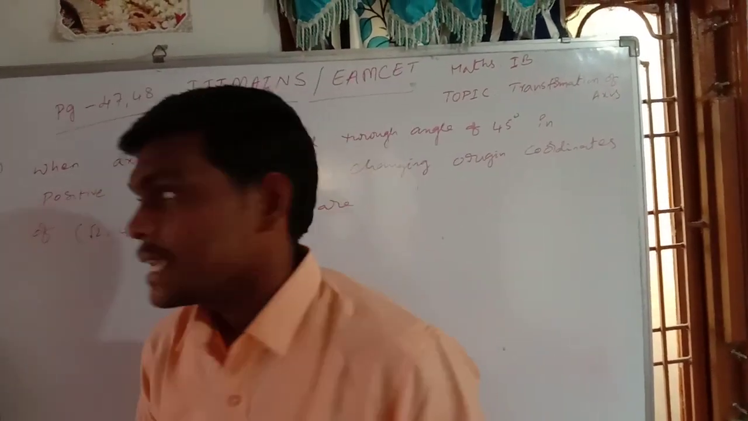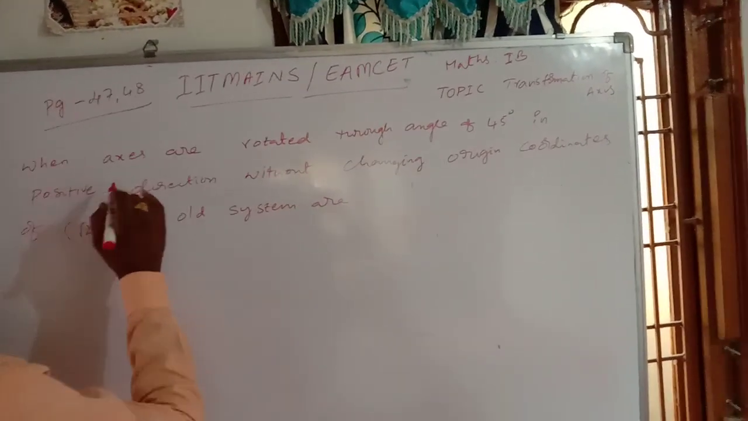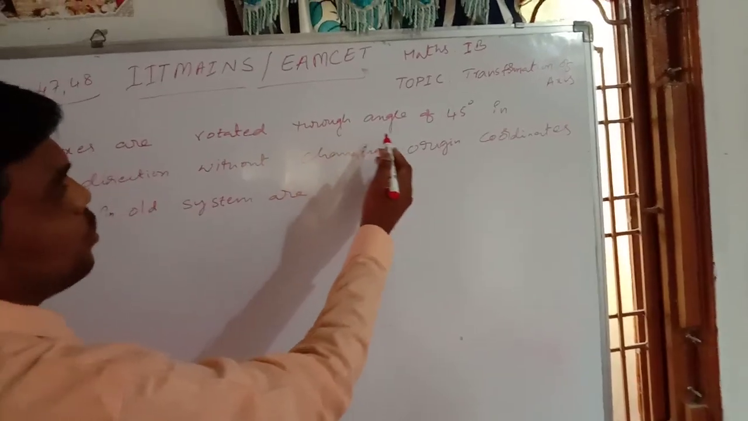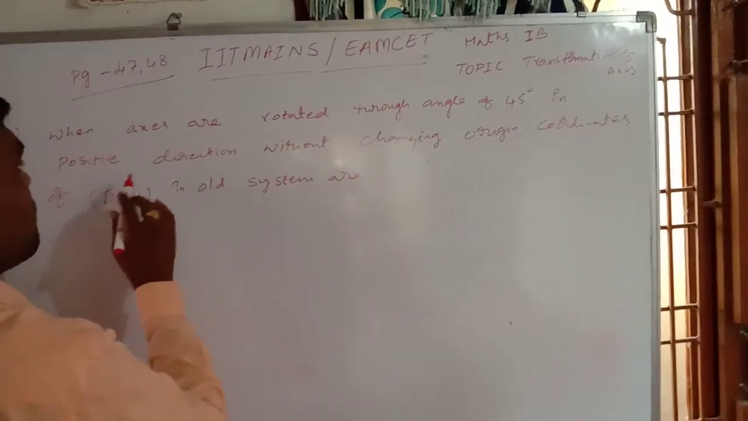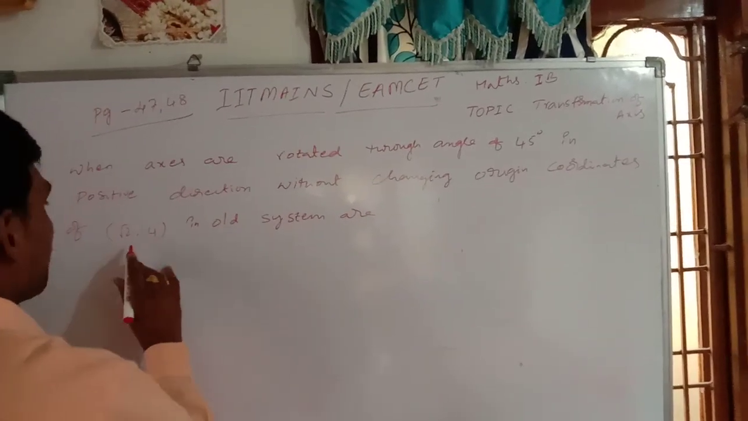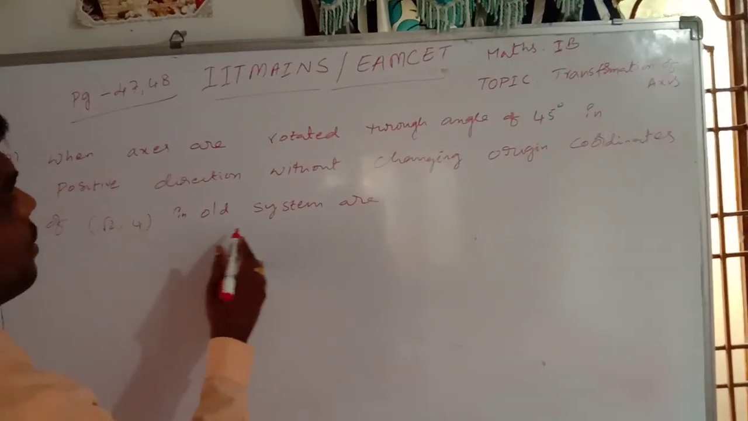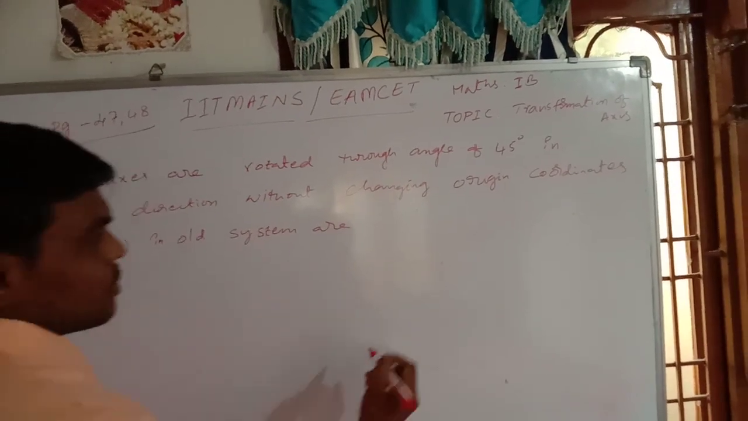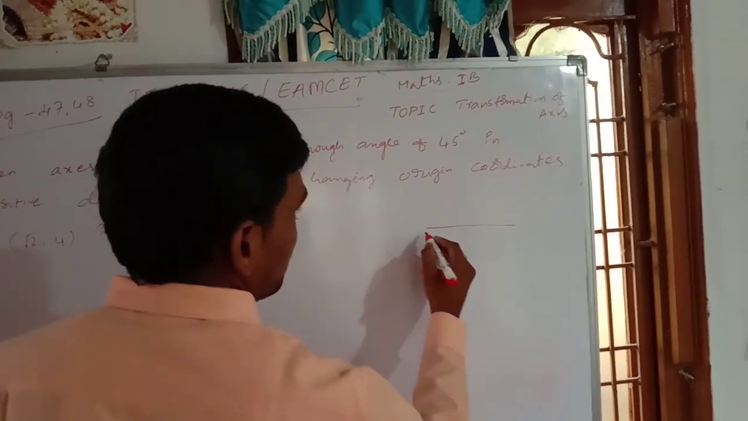Now start second bit. When axes are rotated through an angle of 45 degree in positive direction without changing origin, the coordinates of root 2, 4 in new system are. Now see the table.